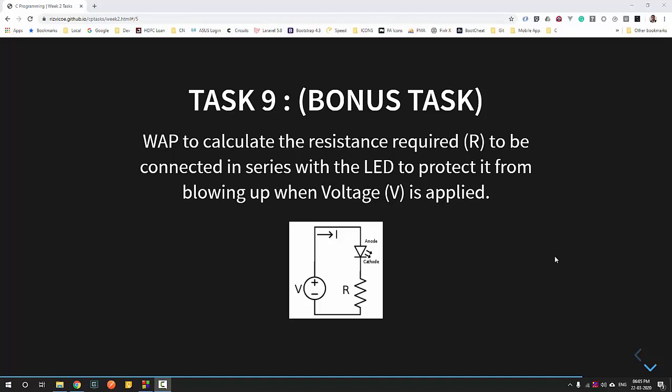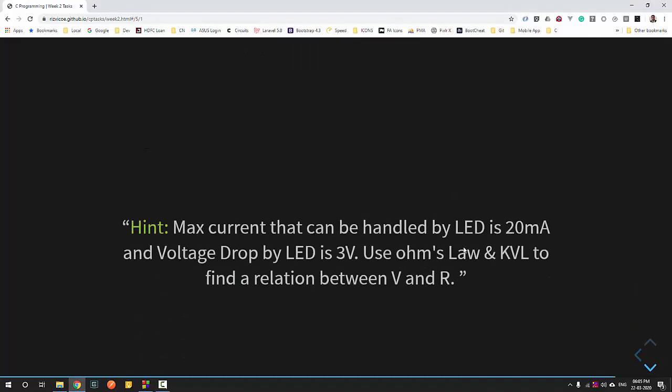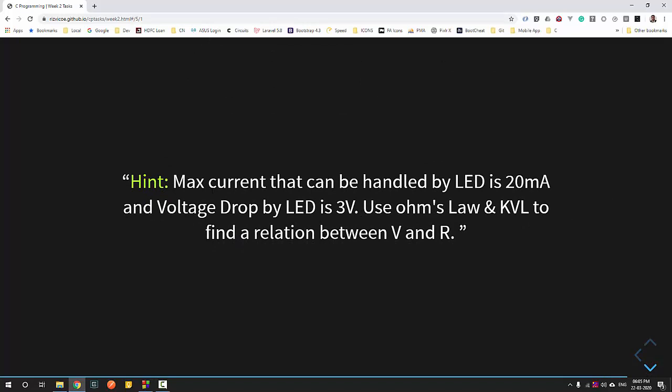Okay, so now in this hint section, if you just go down, you will see that there is a hint given, that this is a known fact. The maximum current that an LED can safely handle is up to 20 milliamps. Some LEDs can handle even more current, but let's assume that our LED is able to handle only 20 milliamps current. So we have already established that I, that is the current inside the closed loop, is 20 milliamps, and the voltage dropped by the LED.